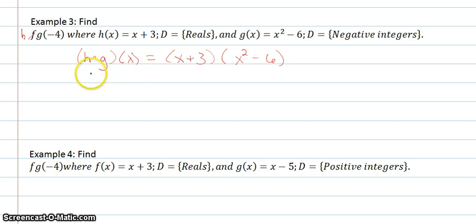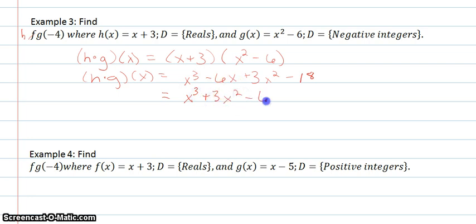So we're going to multiply these together. So I'll multiply my x across, so I'd have x cubed minus 6x. And then I'll multiply the 3 across, so plus 3x squared minus 18. Alright, so this would equal x cubed plus 3x squared minus 6x minus 18.